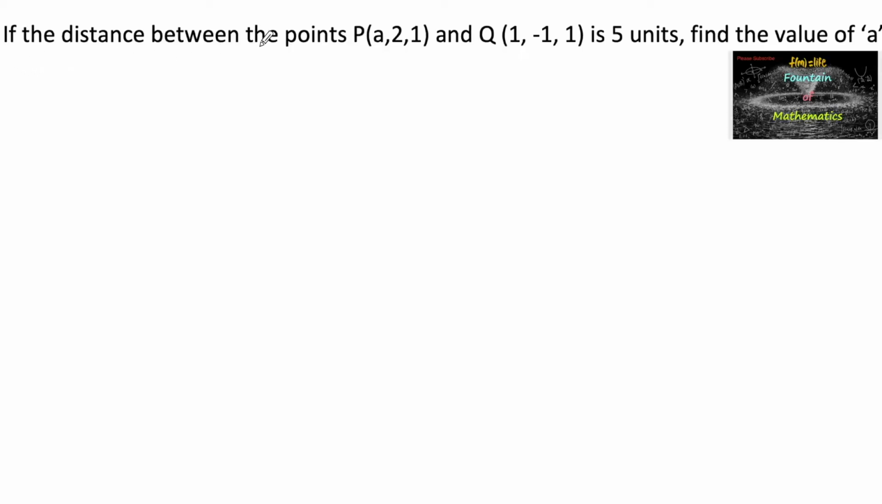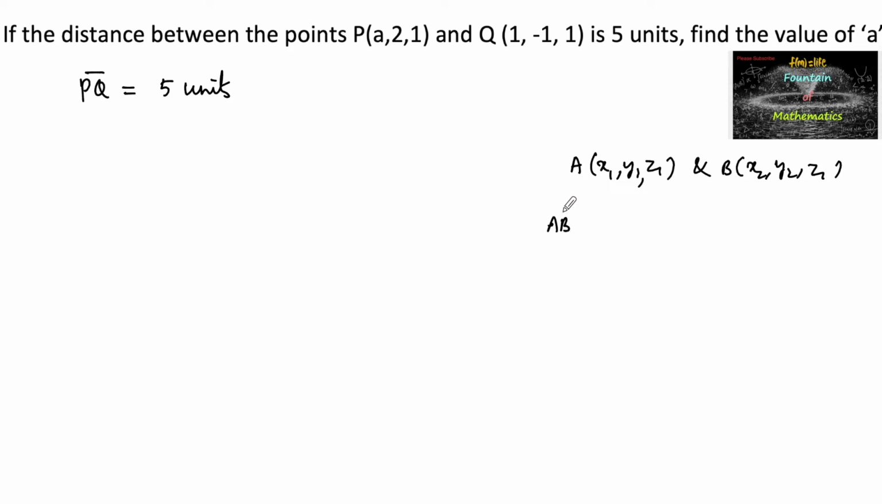If the distance between the points (a, 2, 1) and (1, -1, 1) is 5 units. So here the distance PQ is given as 5 units. And we know the distance between two points, say A(x1, y1, z1) and B(x2, y2, z2), is given by AB = √((x2 - x1)² + (y2 - y1)² + (z2 - z1)²).